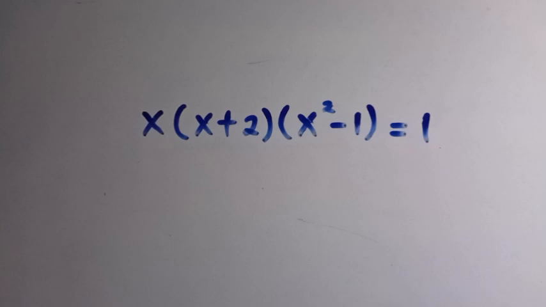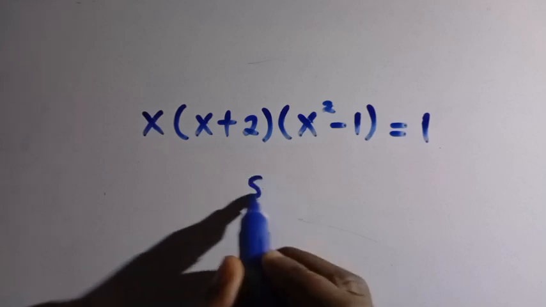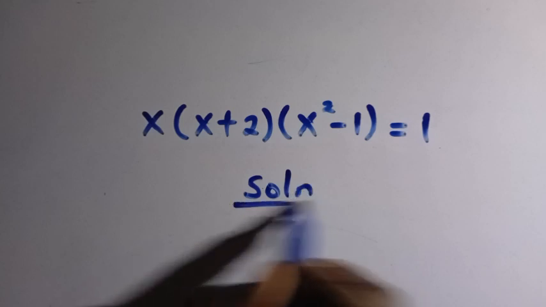How to solve these nice algebra equations? We have x multiplied by x plus 1 multiplied by x squared minus 1 equals 1. And we want to see the value of x here that makes this equation equal 1. So the first thing we consider is the solution.